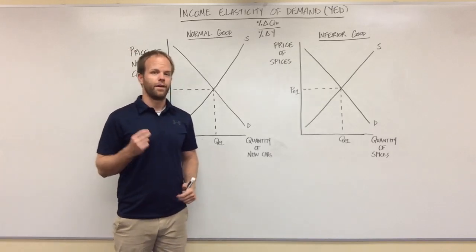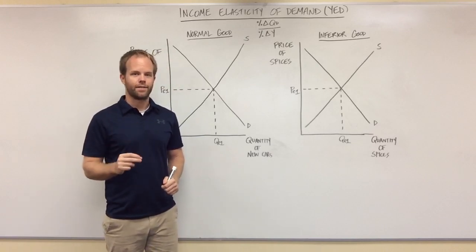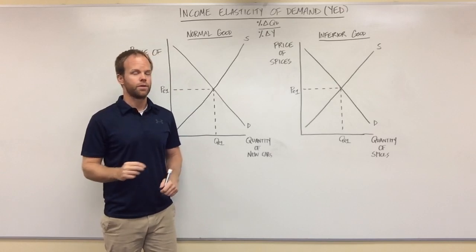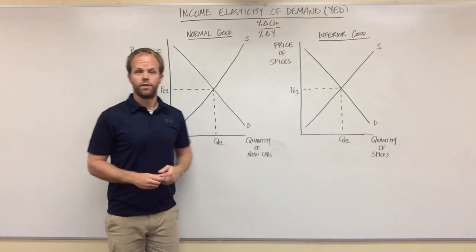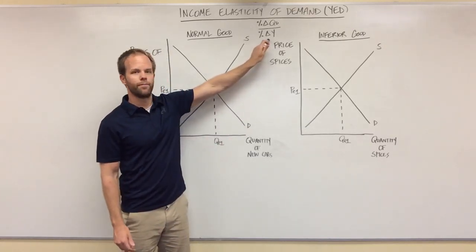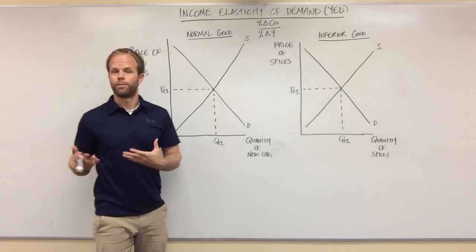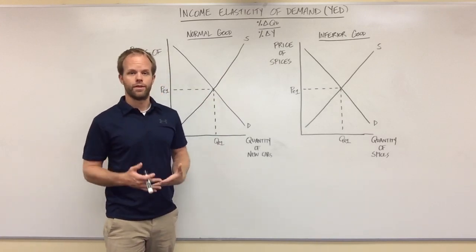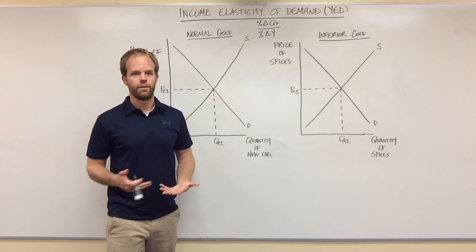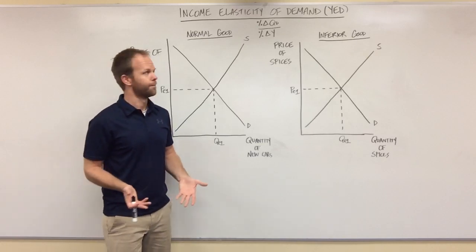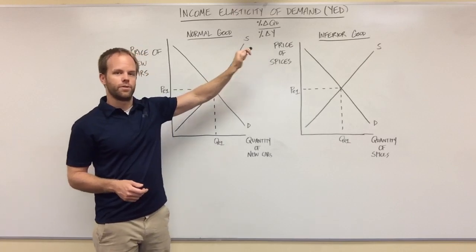The third type is a necessity good. Now necessity goods are going to have a YED value of very close to 0. As in, even if we have an increase in income, we're not going to buy more of that thing. So you might think of a prescription medication as a necessity good. If you need that to live, it doesn't matter what your level of income is, you're still going to consume that thing. So that's a YED value of very close to 0.